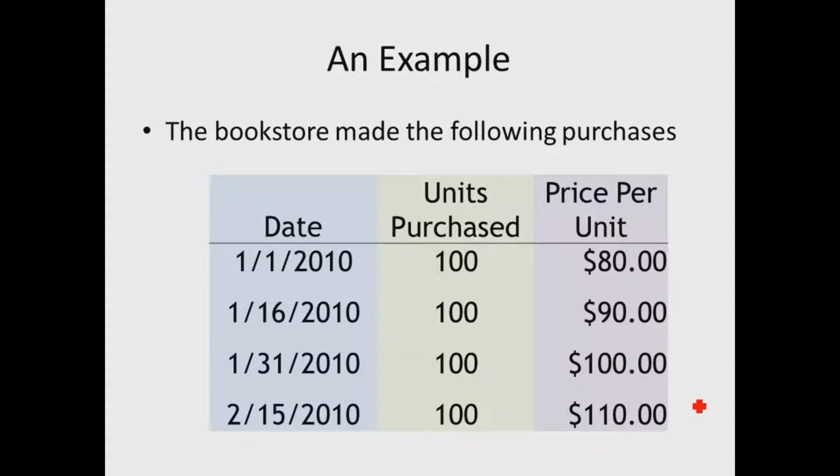But what happens if the bookstore only sells 300 of the books? Which books should we say that it sold? Should we say that they sold the expensive books? If they sold the expensive books, then their cost of goods sold is high. What does that mean? It means their income is low. If their income is low, what does that mean? Their taxes are low.